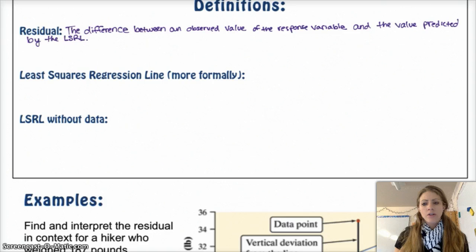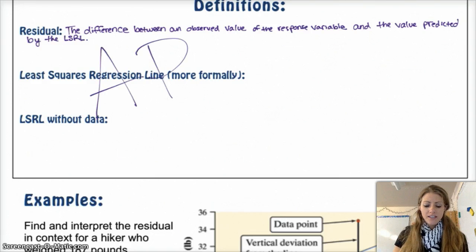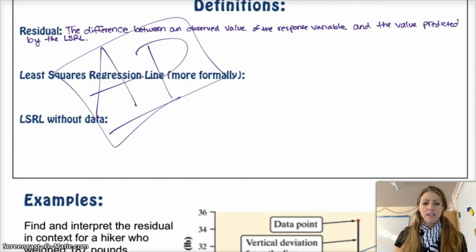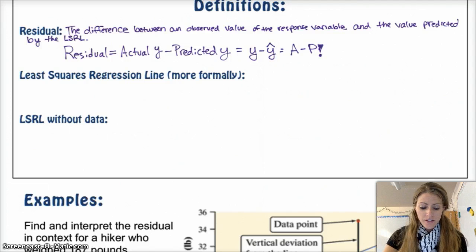If you ever have trouble remembering that it's actual minus predicted, it is AP, which is the class that we're in. We're in AP, so it's actual minus predicted. It's also my name. So your residual is your actual y minus the predicted y. Remember, the actual y is just y, and the predicted y is y hat. So I can write it as y minus y hat, or A minus P. AP, because we're in an AP class. So don't forget, A minus P, not P minus A.